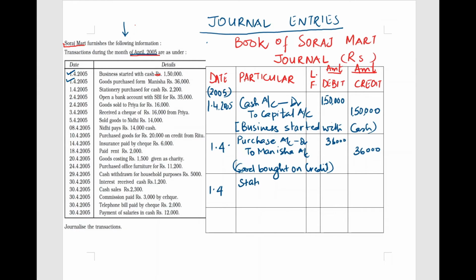Stationery or some product is coming in. So I'll open a stationery account. I'm going to debit it. Stationery account debit 2,200, and I'm going to pay, so money goes out. Credit what goes out? To cash 2,200.